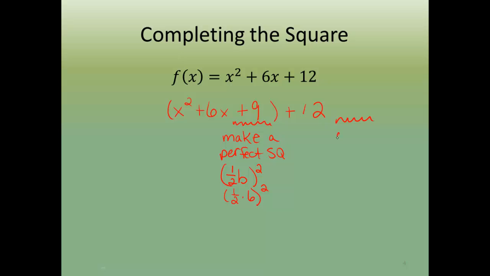Outside the parentheses, I need to do the opposite to keep everything balanced. And so I'm going to put a minus 9 on the outside. The parentheses then factor to x plus 3 squared. Combine your like terms. 12 minus 9 is a positive 3. And here we have the function in vertex form with a vertex at negative 3, 3.